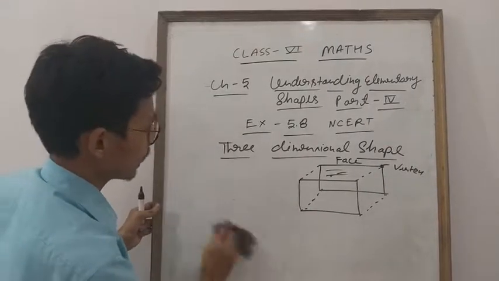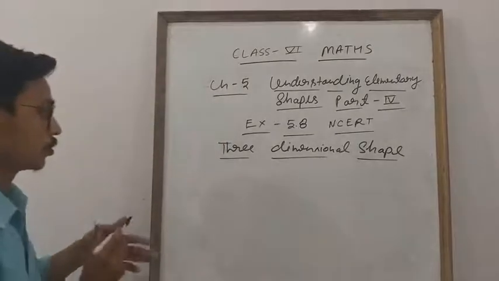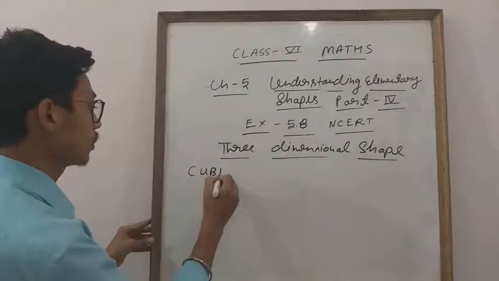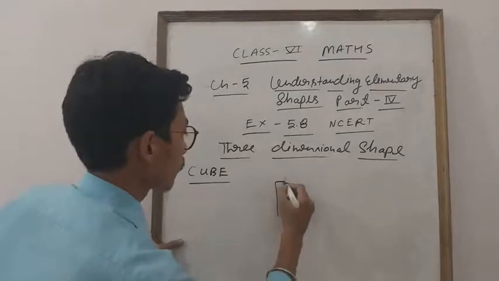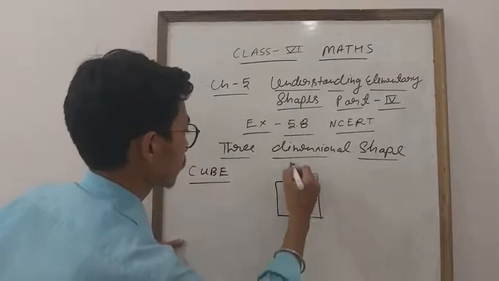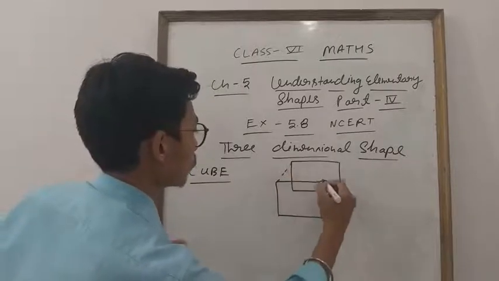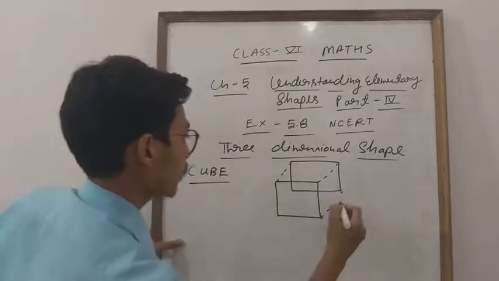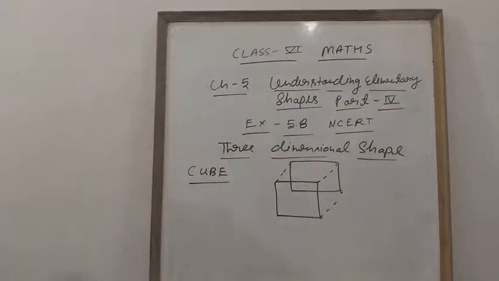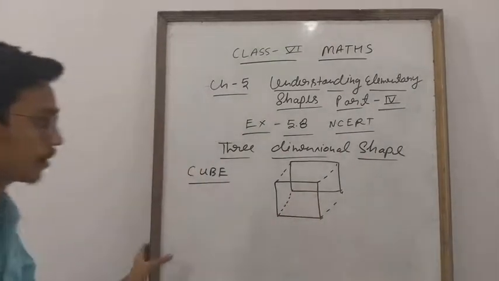Okay, now the next diagram we will discuss: cube. Next we will discuss cube. Okay everyone, so cube you will make like that. This one is your cube. This is our cube. You will join this line also. So this is our cube.